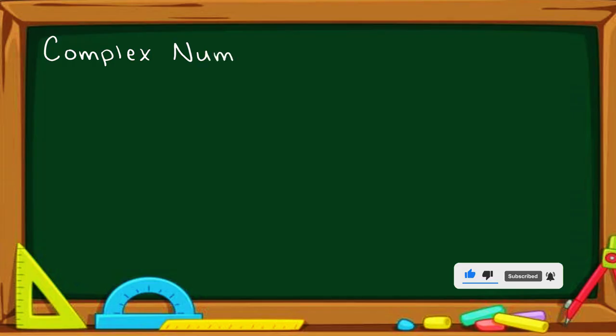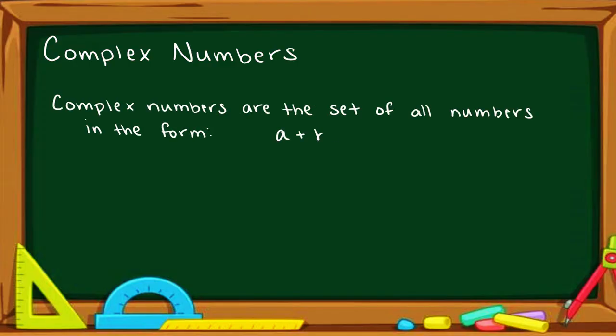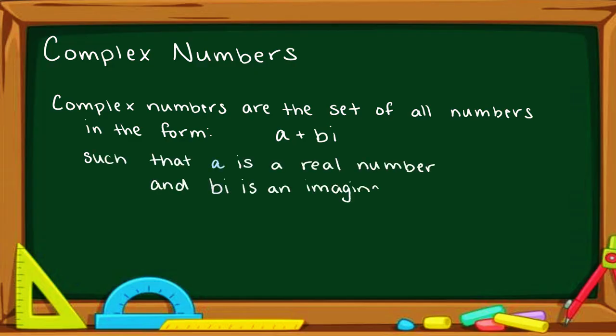In this tutorial video, we're going over complex numbers. First, let's define complex numbers. Complex numbers are the set of all numbers in the form a plus bi, such that a is a real number and bi is an imaginary number.